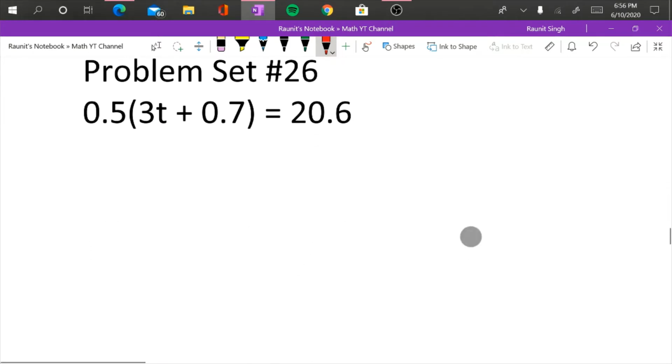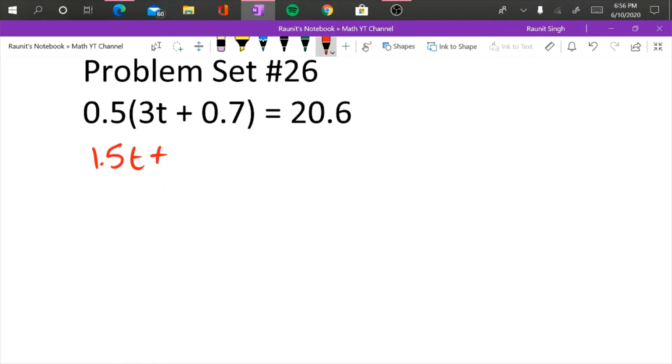So now, problem set number 26. 0.5 times (3t plus 0.7) is equal to 20.6. Once again, we're going to have to use the distributive property. So 0.5 times 3 will get you to 1.5t plus 0.5 times 0.7.